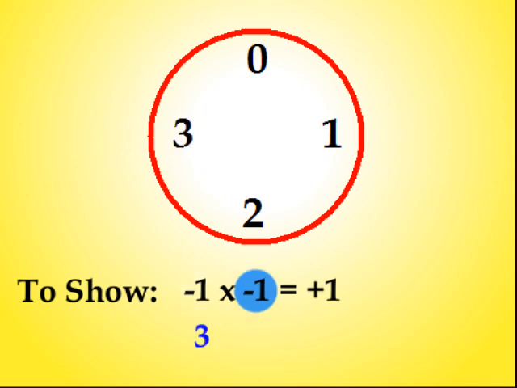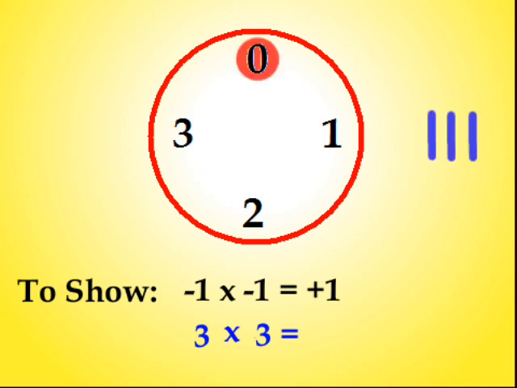We treat the other -1 in exactly the same way, beginning at 0, going in the negative direction one step, and again we come to 3. So both those numbers are equal to 3, and our sum has become 3 times 3 equals what in a 4 circle? To work that out, we have to take 3 lots of 3 by addition.